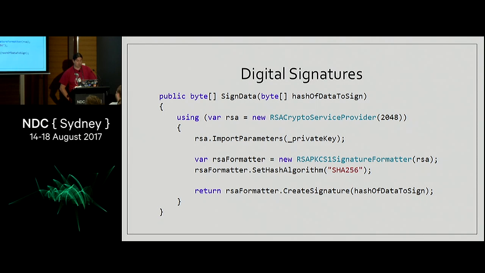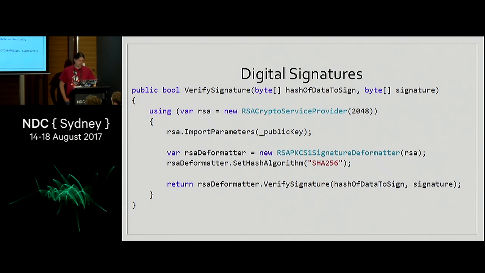We tell it what hashing algorithm we want to use, so SHA-256 in our case here, and then we call CreateSignature on the hash that we've passed in, and that will give us back a byte array with that digital signature in. Now if we want to verify that a signature is valid, our recipient is going to check the signature. We pass in the hash of the data that's been signed, and we pass in the signature. Create the RSA crypto service provider object, and load in the public key, because that's what we're going to use to verify the signature.